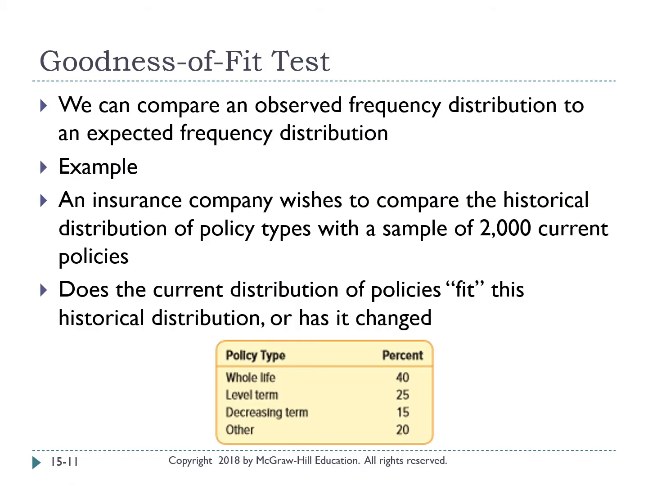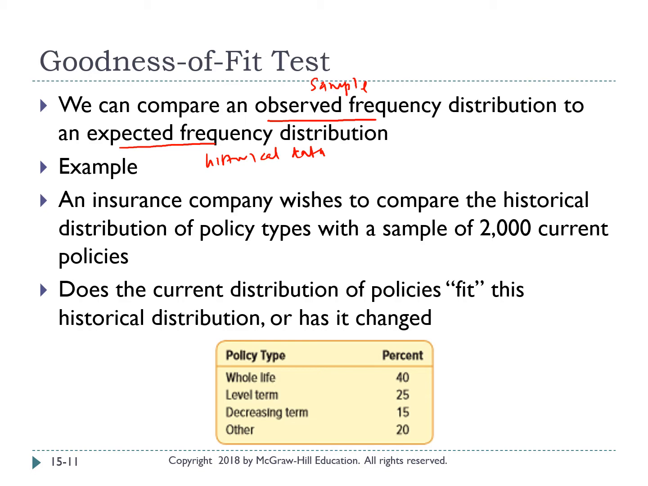The second part of this chapter will focus on goodness of fit test. We can compare an observed frequency distribution, observed frequency refers to our sample, to an expected frequency distribution. So expected frequency refers to the historical data, and you want to know whether these two things are equals or not equals. So let's look at the example.